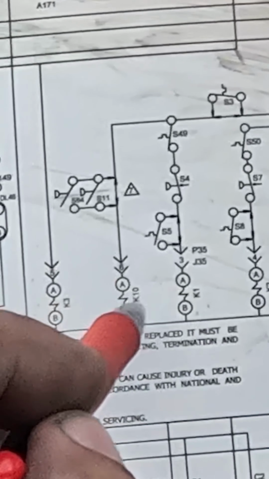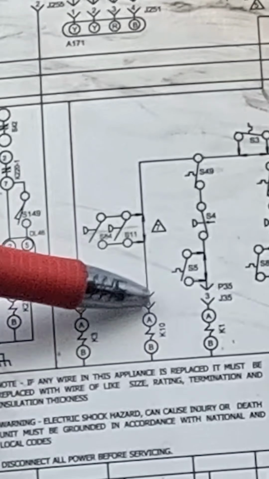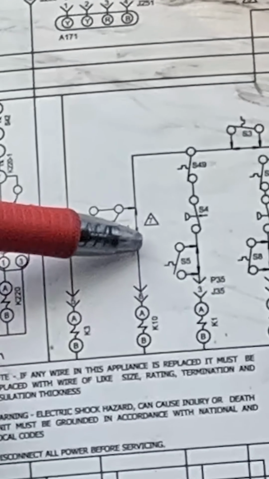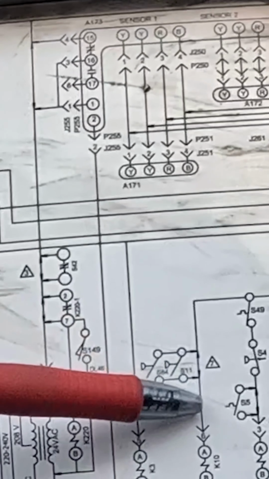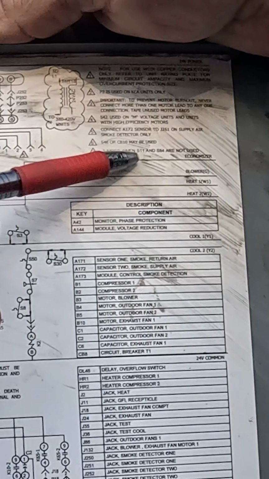One side is going to be going to common. The other side of K10, note number 7, jumper when S11 and S84 are not used. I don't know where that jumper's at. But there's 2 switches that could open and close that. So S11 and S84, since that's a condenser fan motor, I'm going to assume that is low ambient. It is. S11, low ambient.